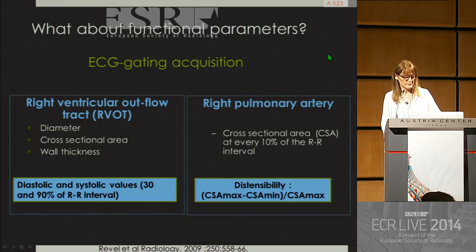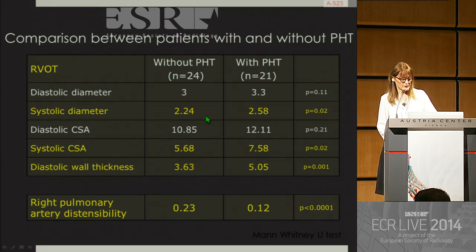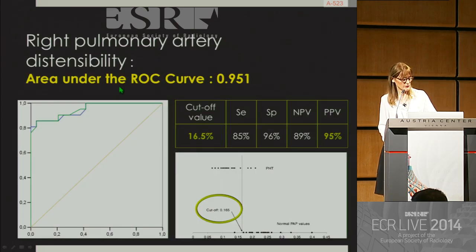What about functional parameters? If we use ECG gating, we can have diastolic and systolic values of different structures, such as the right ventricular outflow or the right pulmonary artery. And we evaluated several features in patients with and without pulmonary hypertension, and we found significant differences. The most significant difference being seen for the right pulmonary artery distensibility, and this parameter showed also the highest correlation to mean pulmonary arterial pressure and the highest area under the ROC curve.